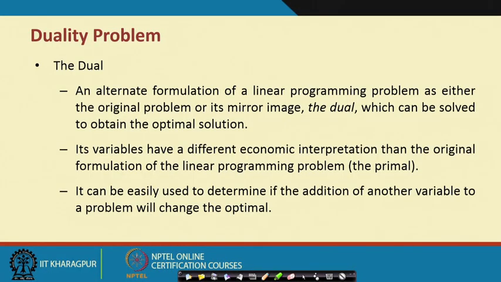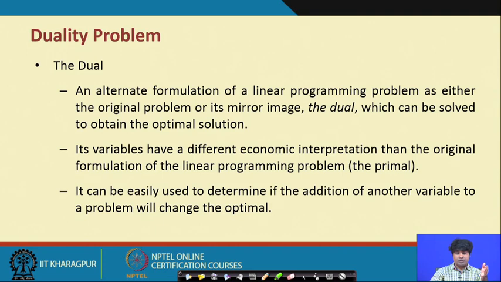Let us see what the primal structure is and what the dual structure corresponding to the primal is. Let us start with the primal structure first. The dual problem corresponding to the primal is an alternative formulation of LPP, that is, either the original problem or its mirror image, the dual, which can be solved to obtain the optimal solution. Its variables have different economic interpretations corresponding to the original formulation of the linear programming problem, the primal structure. So, we have LPP in its original form called the primal problem, and the counterpart is called the dual problem.